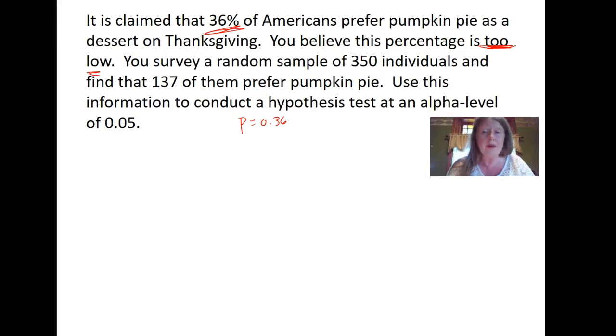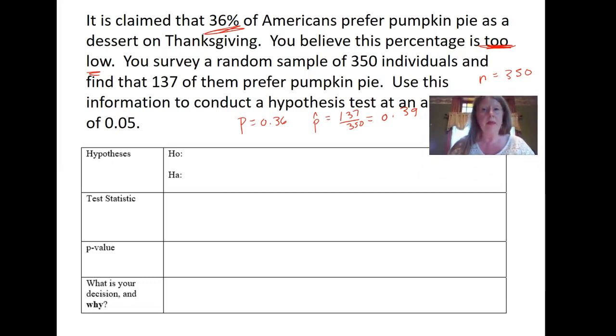I'm then going to survey some people. Now I survey 350 people, and 137 of those 350 respond that they like pumpkin pie. So to find my sample proportion here, I need to take 137 and divide it by 350. Sometimes we might just give you that sample proportion. Other times we're going to give you the information that you need to calculate that. So we'll give you the sample size, and then we'll give you the number that fall into a certain category. And so here, this is going to end up being 0.39. So I have p hat, I have n, I have p. I'm all set to go. Let's do this hypothesis test.